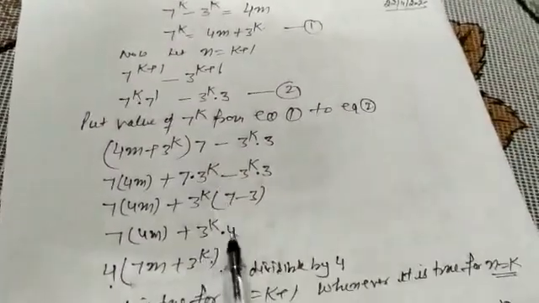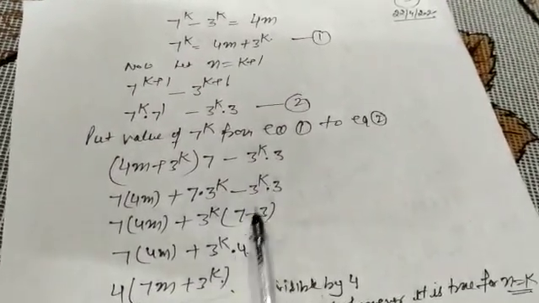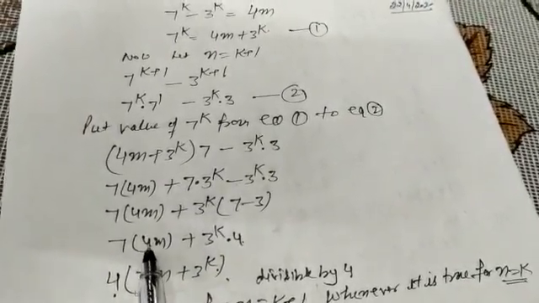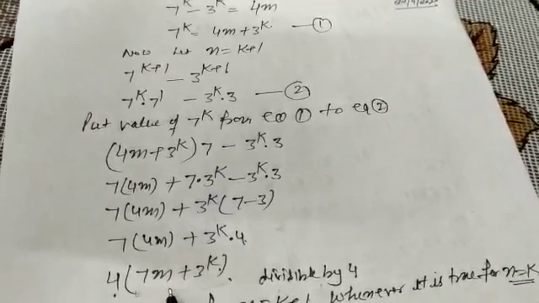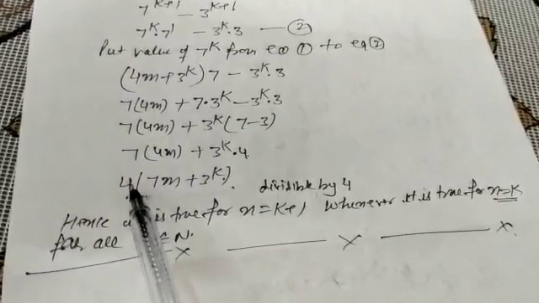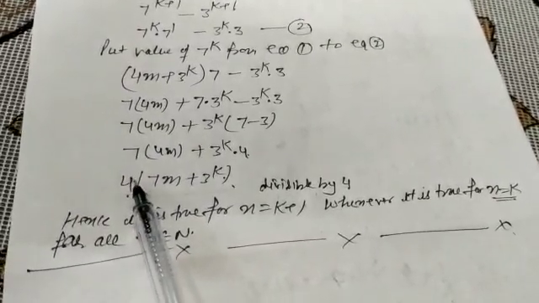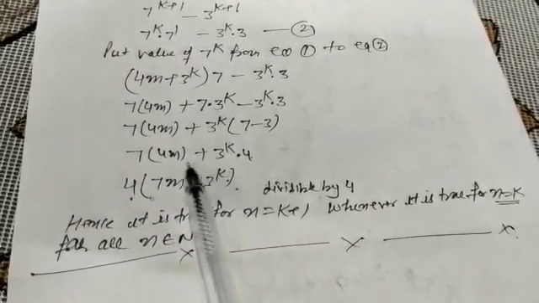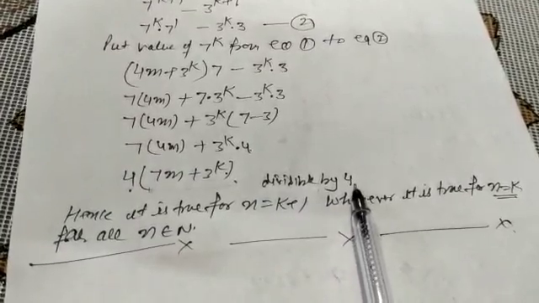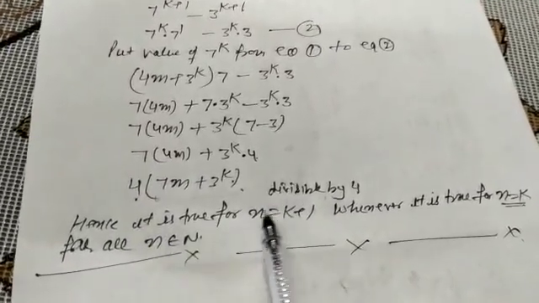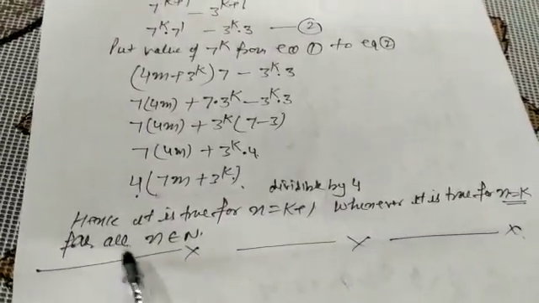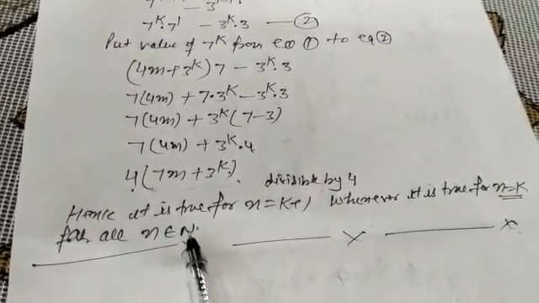So be careful. Now 3 to power k is common among all. It is 7 minus 3. What is left? 4. It is also 4. In these two statements 4 is there. So we can take 4 common. What is left? 7m plus 3. So whenever a number 4 is lying outside, or any multiple of 4 is there, then it indicates this complete result is divisible by 4. We can say it is divisible by 4. Hence it is true for n equals k plus 1 whenever it is true for n equals k, for all n belonging to natural numbers.